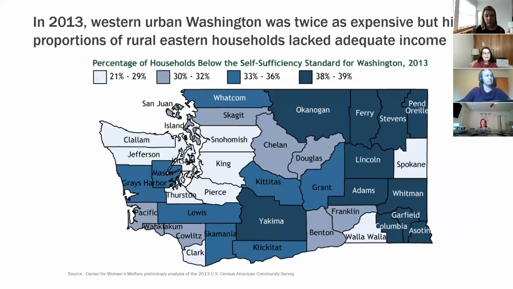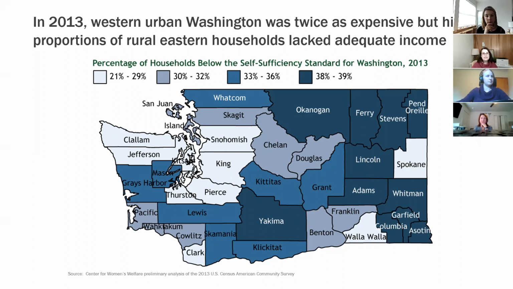So I just have one final data point that I want to highlight before we wrap up. This last slide highlights that in 2013, Western Washington, particularly surrounding Seattle, was generally about twice as expensive as Eastern Washington. But the proportion of households with inadequate income was quite a bit higher east of the mountains.